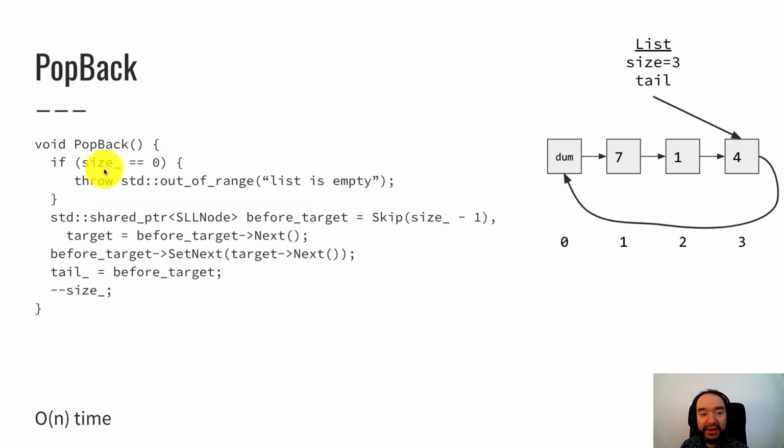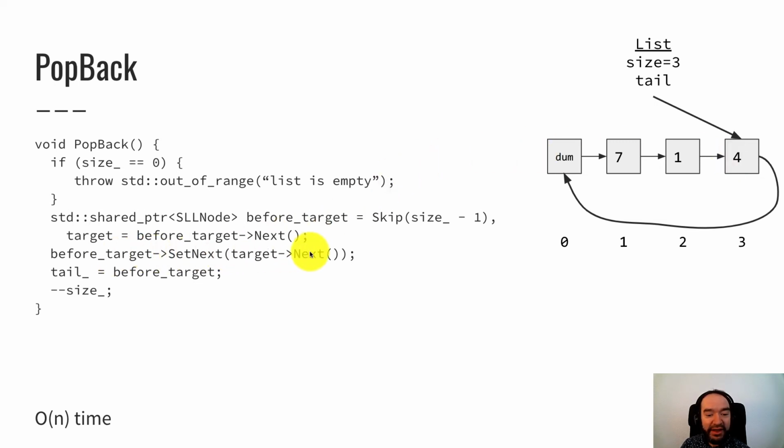Here's what code would look like for this. So if the size is 0, then throw an exception. It's empty. Otherwise, beforeTarget is skip to index size minus 1. So if I'm popping back on this example, size minus 1 is 2, and so beforeTarget would point at the second to last node, which is the 1, and then target would be the node after that. So target equals beforeTarget next. Target is the node I'm trying to get. I'm targeting it for removal.